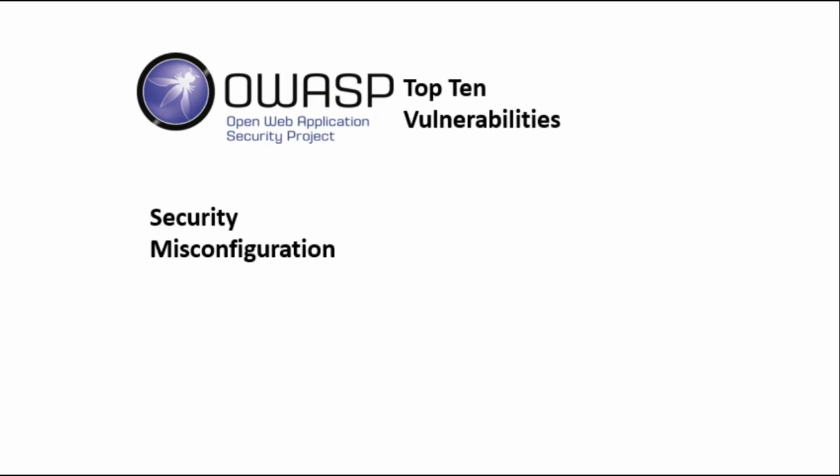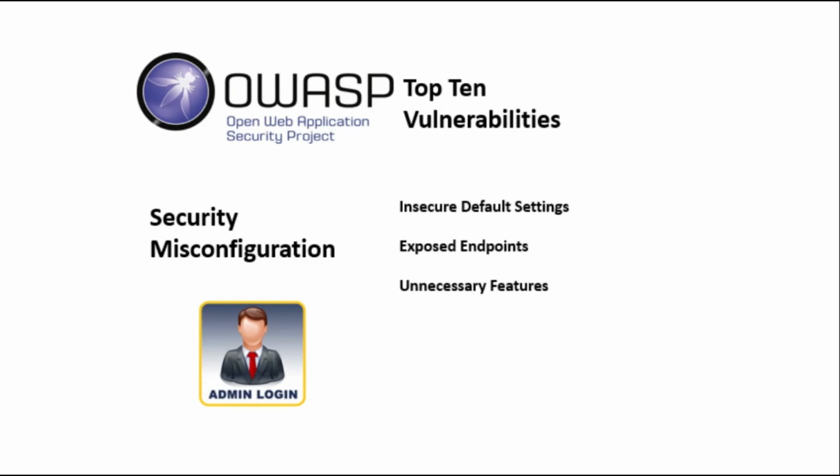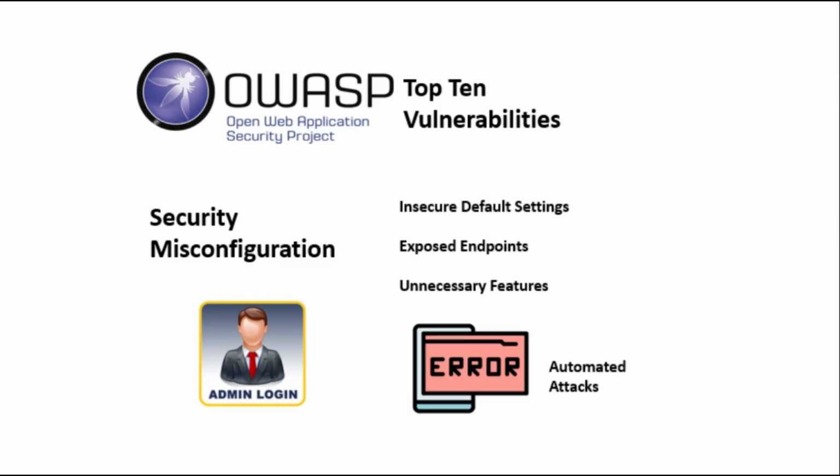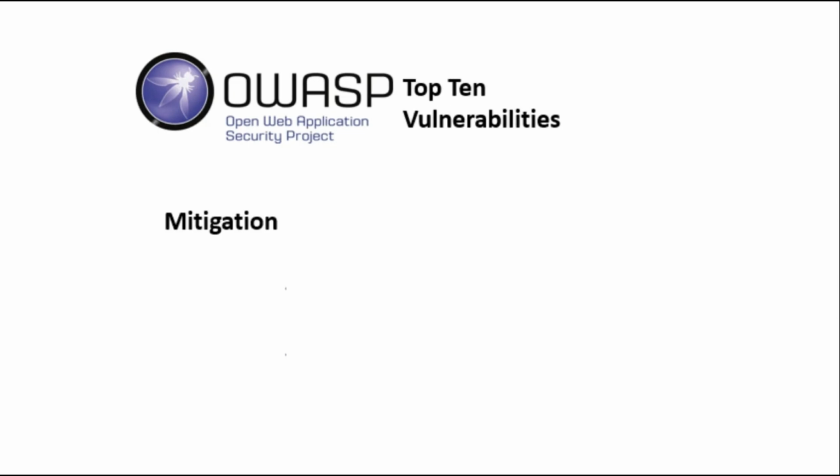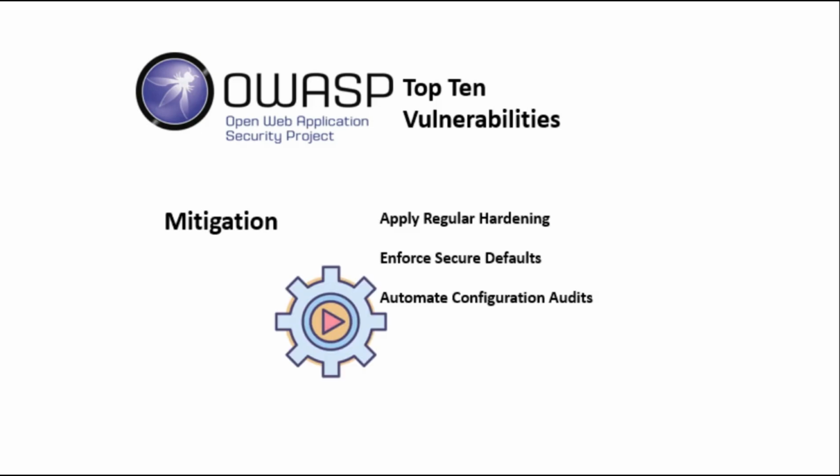5. Security misconfiguration, such as insecure default settings, exposed endpoints, and unnecessary features. An example is default admin credentials and verbose error messages, often exploited in automated attacks. The mitigation measure is to apply regular hardening, enforce secure defaults, and automate configuration audits.